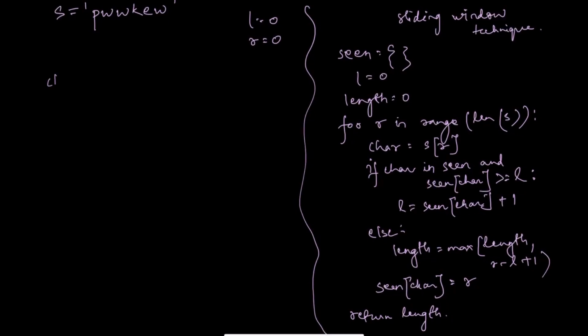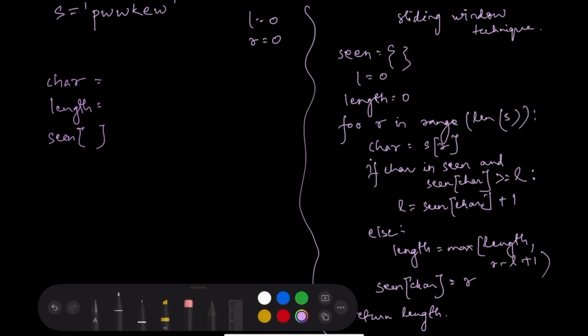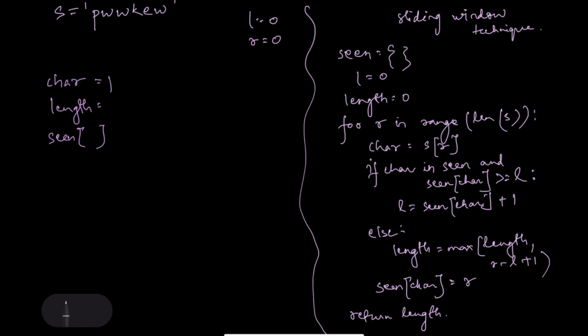We would be having char, we would be having length, and we will be having our hash map for the character where we will be keeping the index positions. So now let's begin. At first our right and left indexes are at 0. So our first character would be P. First we will check our if condition. If P is present in our hash map, it is not. So we will go on to the else part where we check the length of the substring.